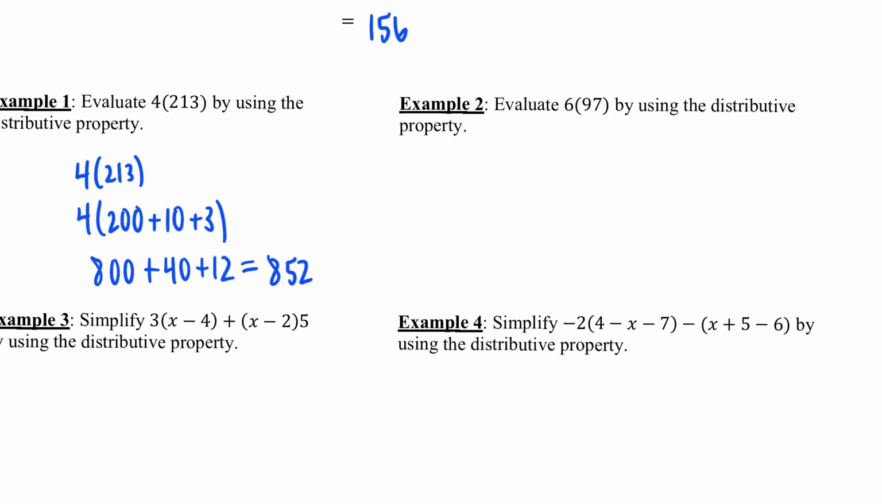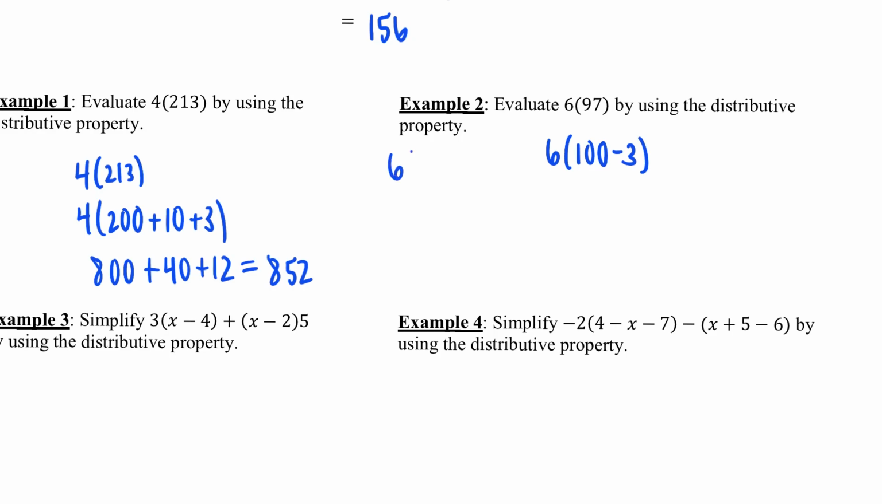All right, let's look at a few more examples. So another example here of the distributive property, and I will do this a lot too when I have large numbers, is you can do subtraction. So instead of thinking of 6 times 97, you could think of 97 as 100 minus 3.